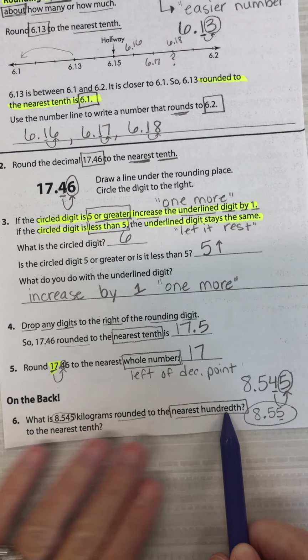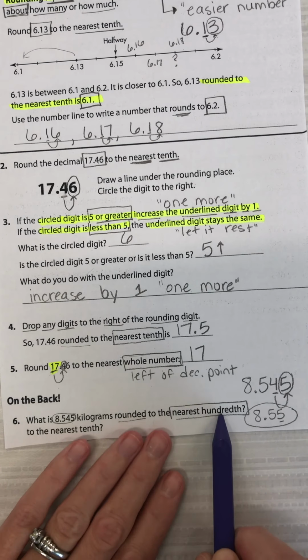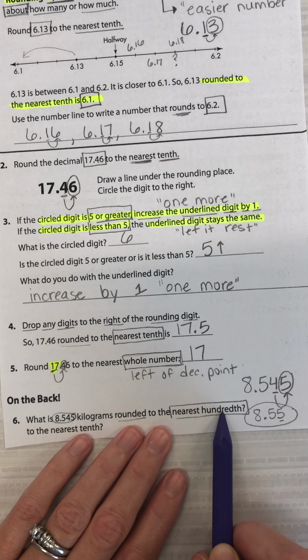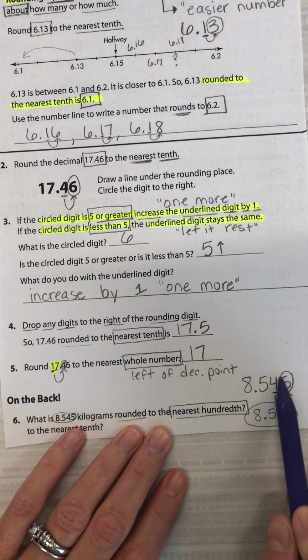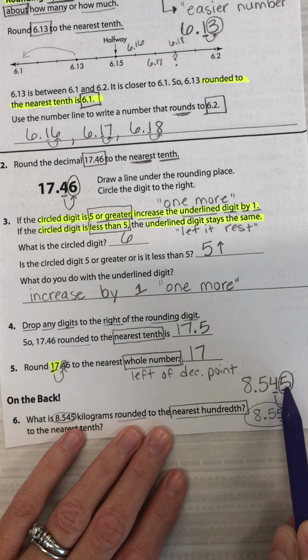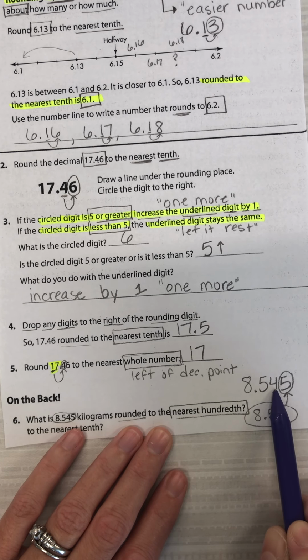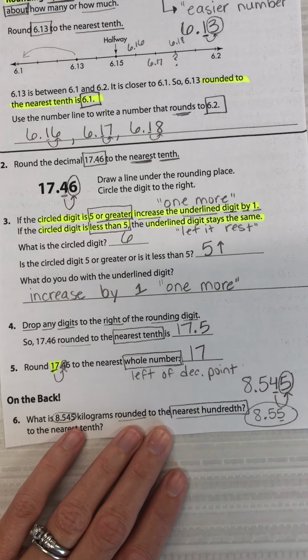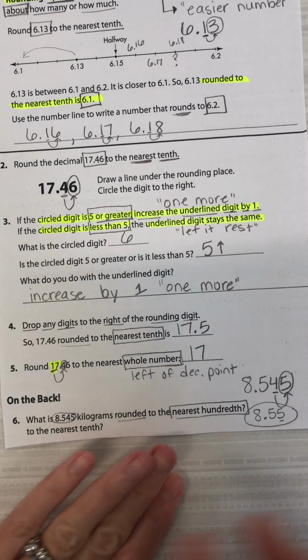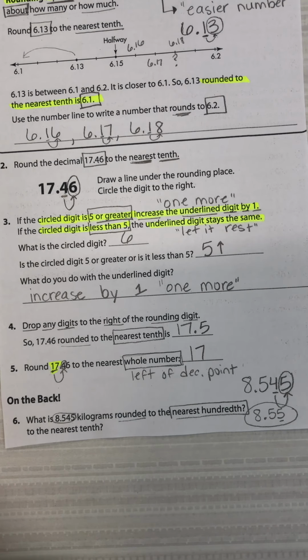So you have to pay attention to what it's asking you to round to, which place value. You use the buddy to the right, so we circle the guy to the right. If he's 5 or more, you go one more. If he's 4 or less, you let him rest. You just keep him. Okay, let's go ahead and glue him into our right side. Should come right after 1.5.